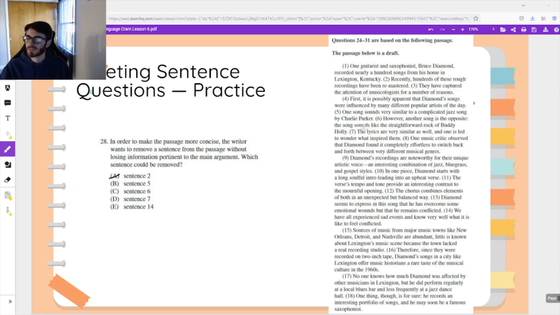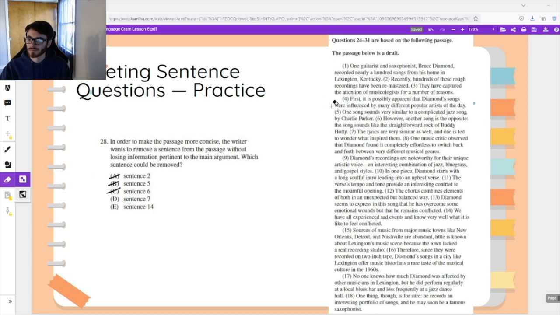Okay, sentence 5. One song sounds very similar to a complicated jazz song by Charlie Parker. No, we definitely can't delete that. It is providing evidence for this claim, right? It is giving an example of how it was influenced, and it also is directly related to sentence 6 because of that however, right? However, another song. So we definitely need 5. And 6, I think we also need as well because it is providing another example. We need this example because later in the paragraph, it talks about how he switches between different musical genres. So we need an example of a second genre in order for that to make sense. So 5 and 6 have to stay.